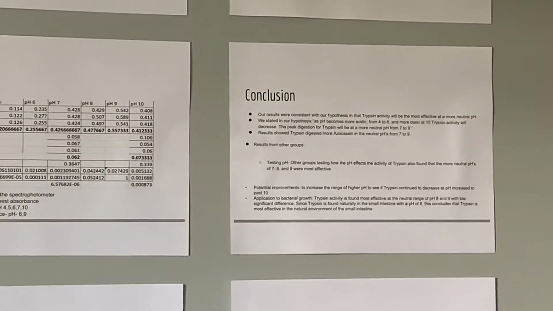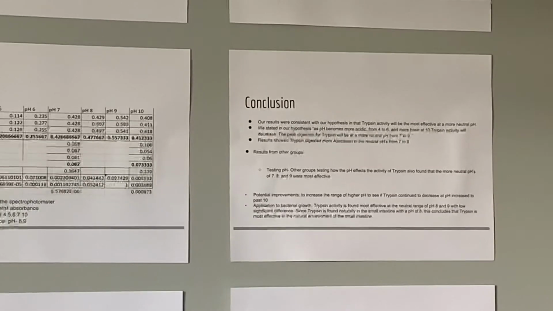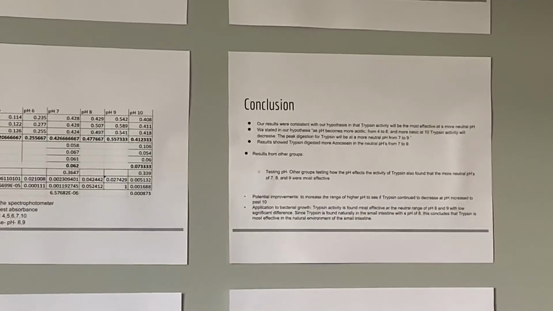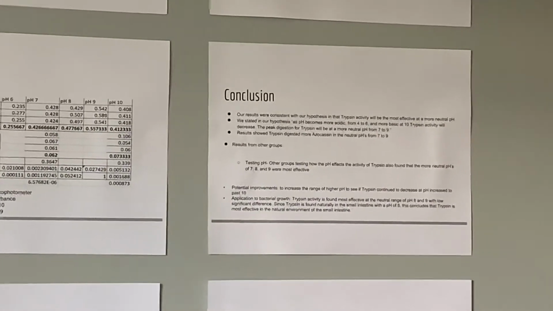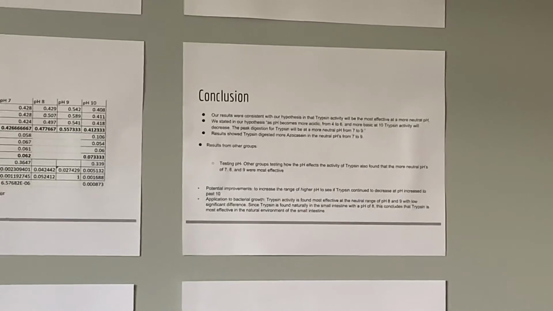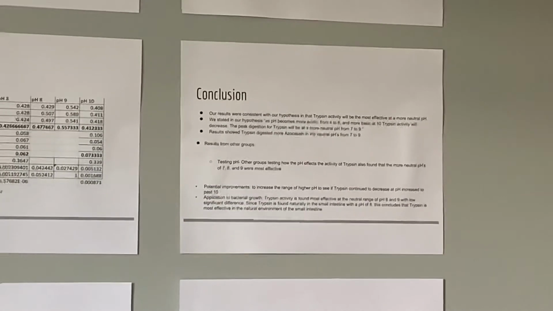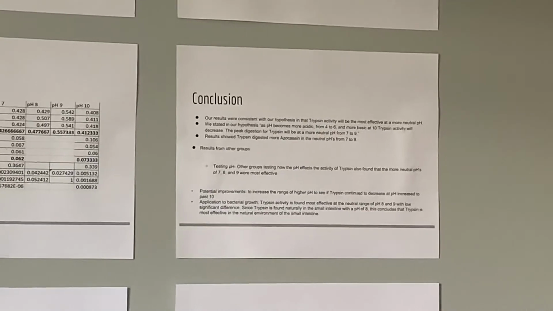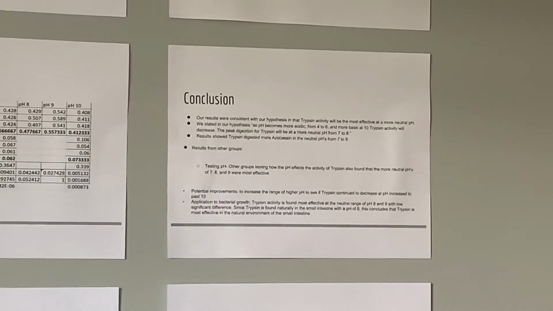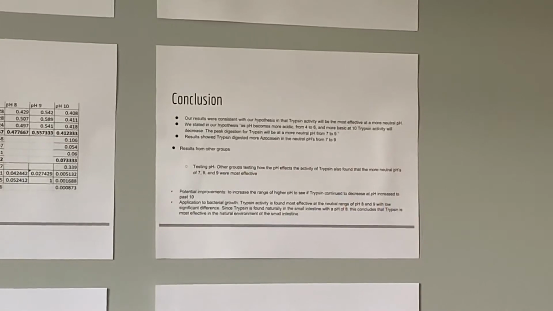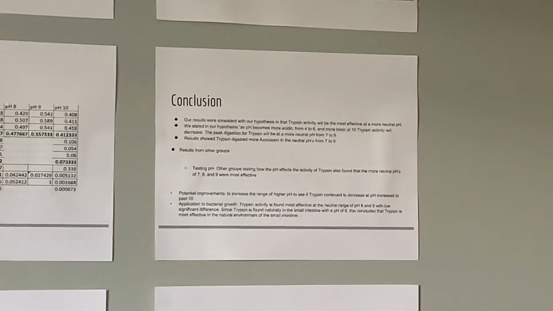So next we're going to go into our conclusion. Our results were consistent with our hypothesis that the trypsin activity will be most effective at a more neutral pH. In our hypothesis, we stated as the pH becomes more acidic from 4 to 6 and more basic at 10, the trypsin activity will decrease. The peak digestion for azocasein would be at pH from 7 to 9. And we did confirm that it was better at 7 to 9, specifically at 8 and 9.